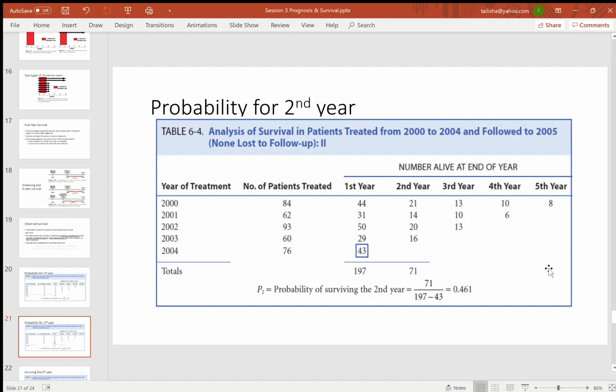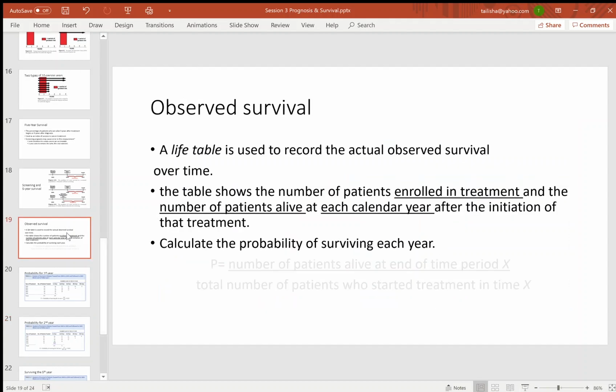Okay, now you want to know the probability of surviving the second year. So this is where folks get tripped up, right? Because it tells you here how many people were alive at the end of the year. So the folks who were alive at the end of the year are 43. And so 197 minus 43 is now going to be your denominator. So again, go back up if you're getting confused.